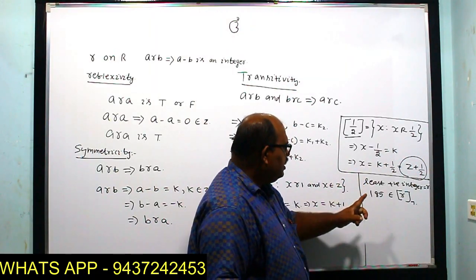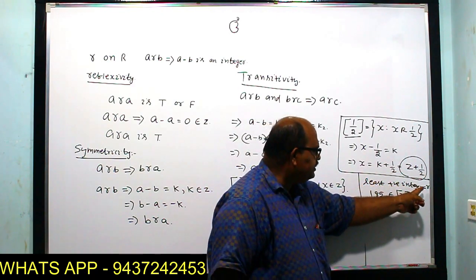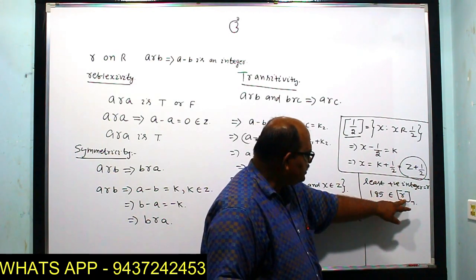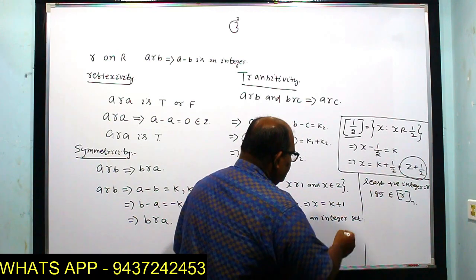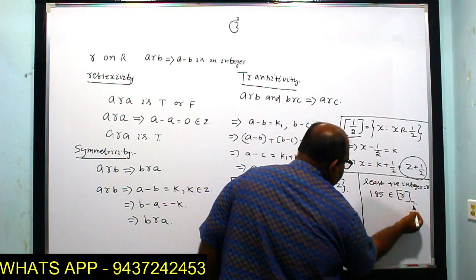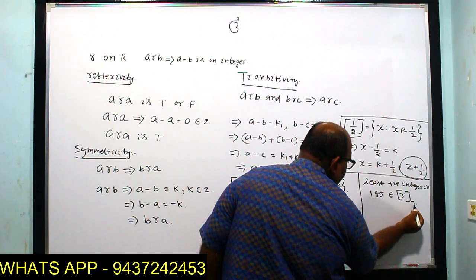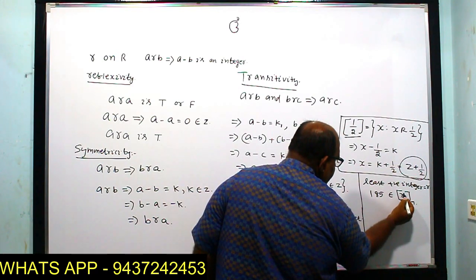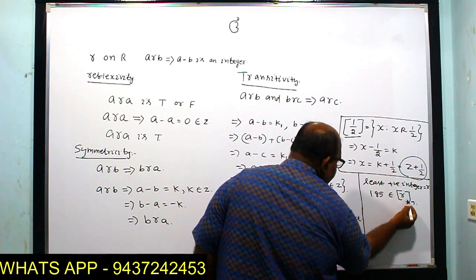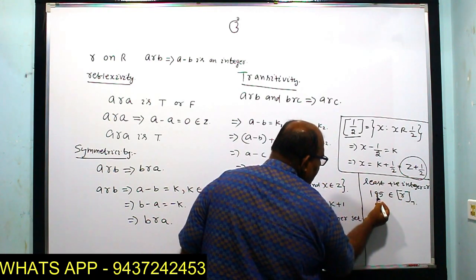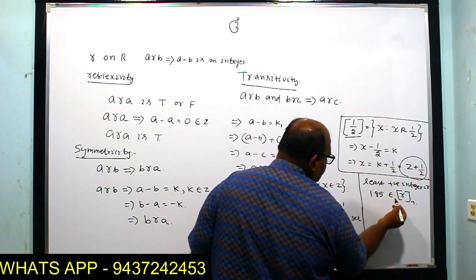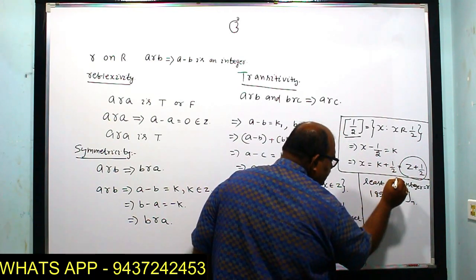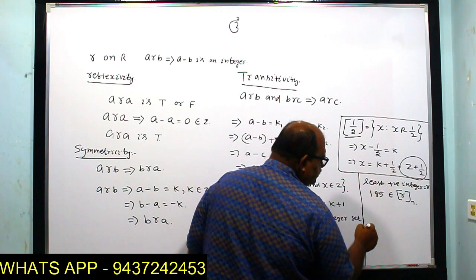1 mark question. Find the least positive integer r such that 185 belongs to the equivalence class of r. Here is 7. So what does it mean? This means the relation is congruent modulo 7. a congruent to b modulo 7. And for what least positive value of r does 185 remain in the equivalence class of r with this relation? So if 185 is in the equivalence class of r, the relation with r must be maintained. The relation is congruence modulo 7.